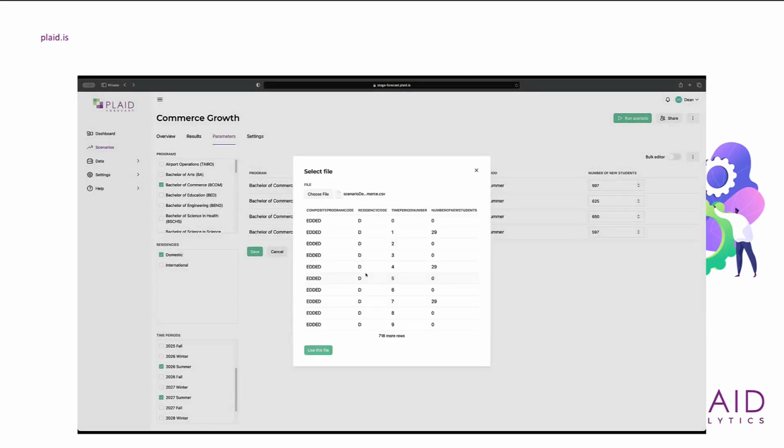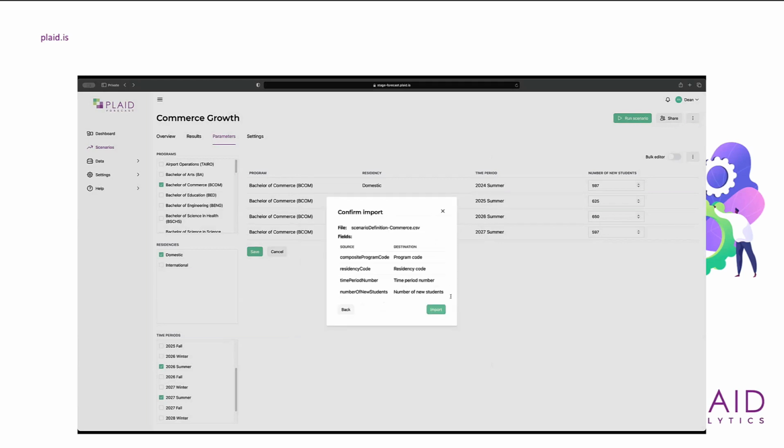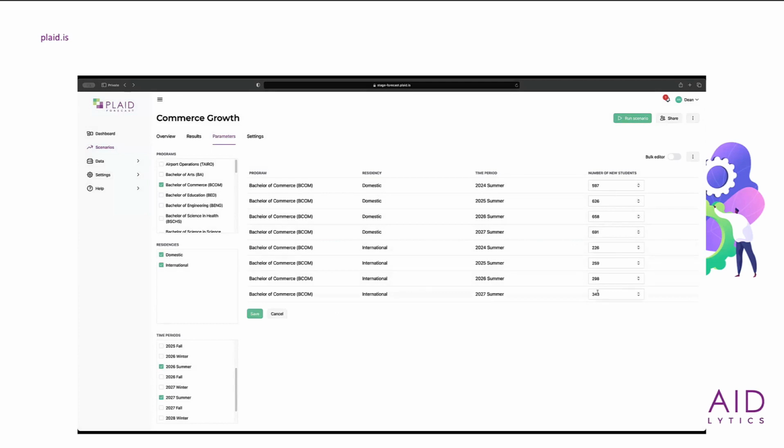Okay, so I've uploaded a CSV for Commerce now, and I can see that there's a number of new students here. I'm going to click use this file. It's going to double check that the fields it interpreted are correct. And this looks fine, so I'm going to hit next, and I'm going to hit import. And once that's done, we'll see that our Commerce number is updated for us here. So we used a spreadsheet to make our life a little bit easier for this one. But the web interface can be used for a wide variety of purposes as well.